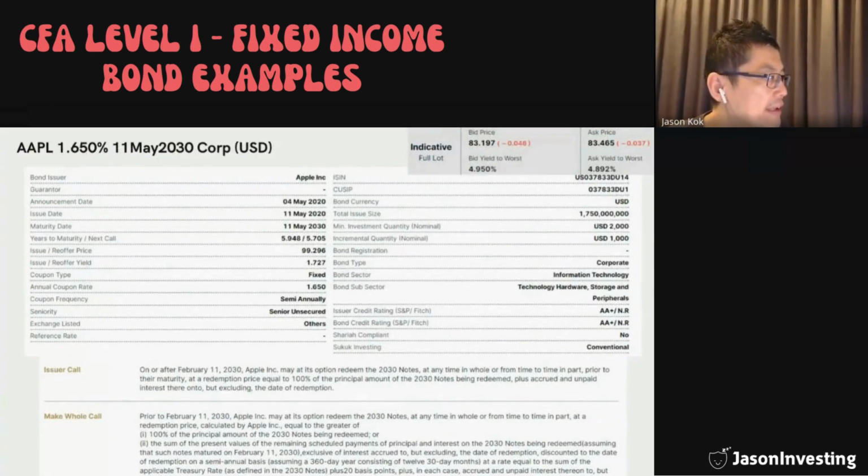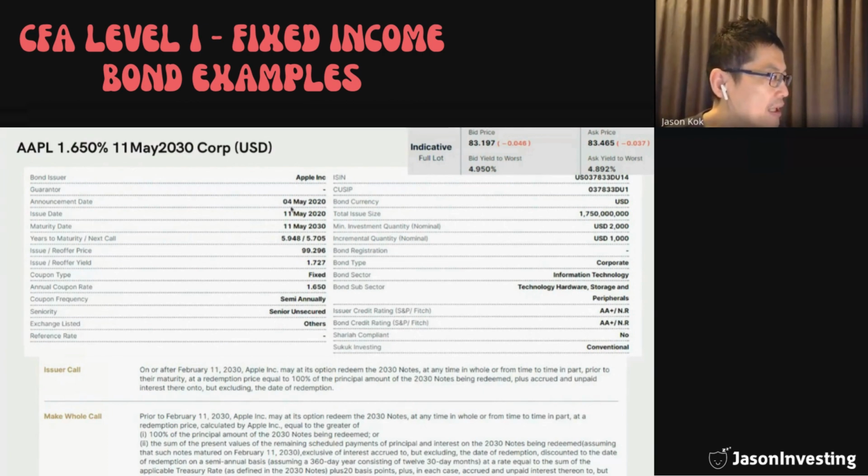This is an Apple corporate bond. From the title, you can see AAPL, which is the ticker for Apple stock. And 1.65% just means that this is the fixed coupon rate. And 11th of May 2030 just means that this is the maturity. It is denominated in US dollars. So this is a corporate bond. The issuer is Apple Incorporated.